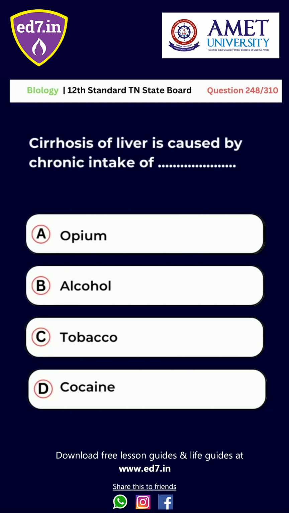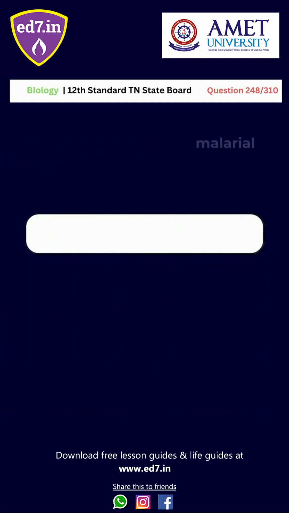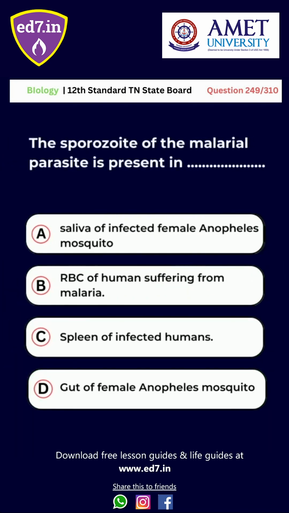Question number 248. Cirrhosis of liver is caused by chronic intake of A. Opium, B. Alcohol, C. Tobacco, D. Cocaine. The right answer for this question is option B, alcohol.